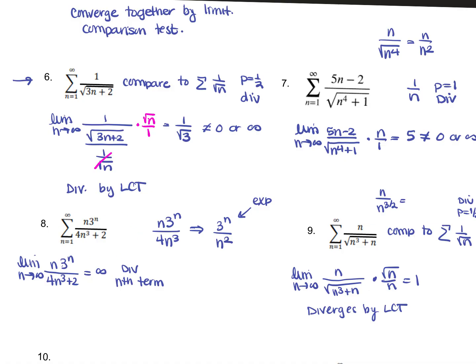Now here, I wouldn't even go to the limit comparison test or direct comparison test. Looking at this, the top has got an exponential. That's going to grow a lot faster than the bottom. So immediately, divergence by nth term test. And again, another limit comparison test.